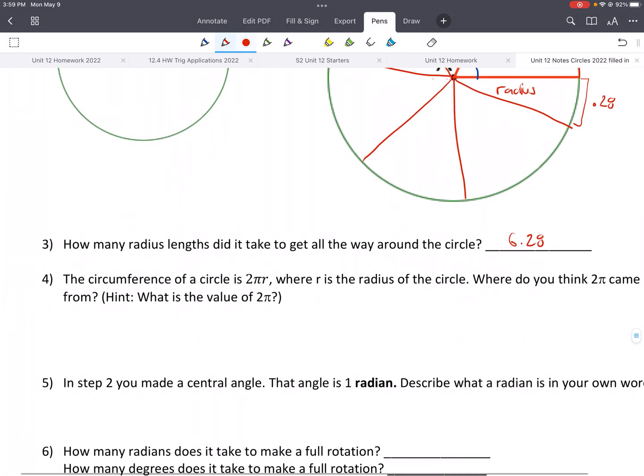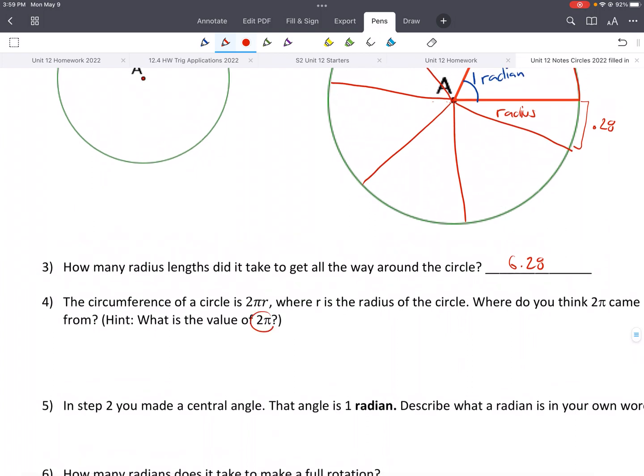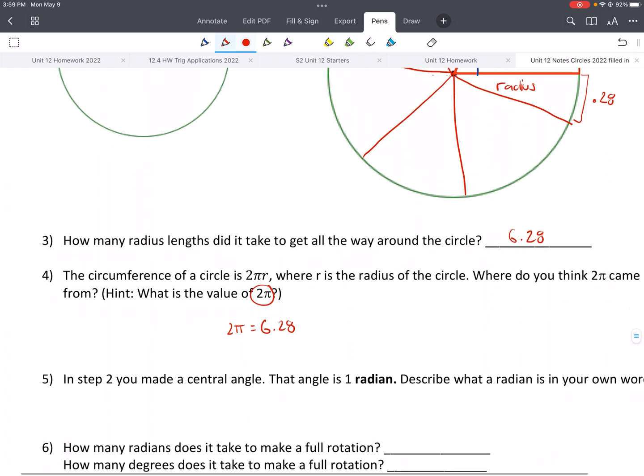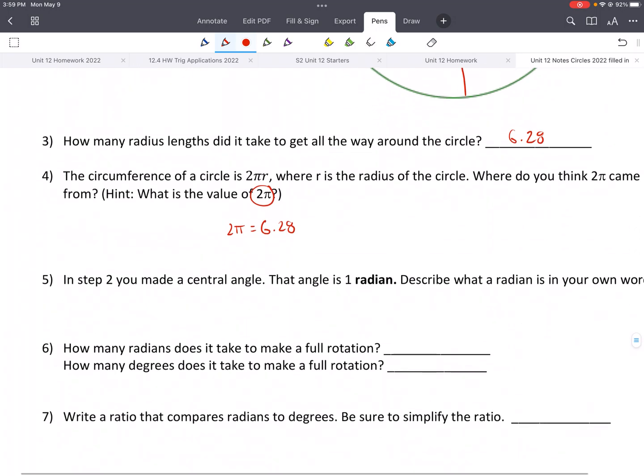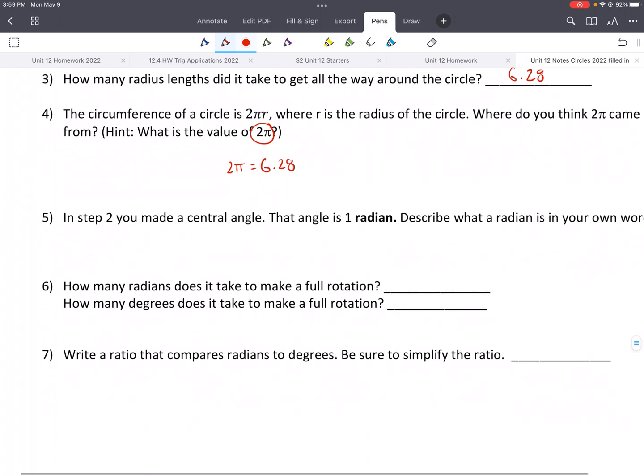All right. And then we talked about how what we basically found here is 2 pi. 2 pi is 6.28. Okay. And then we already talked about what is 1 radian, so we kind of talked about that already.